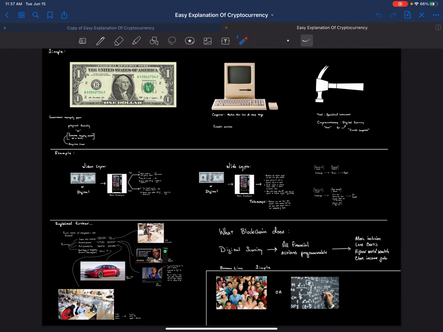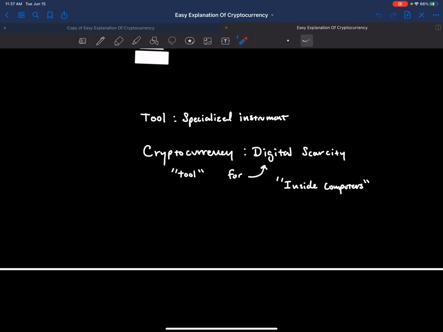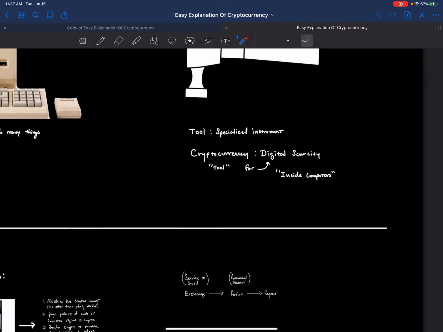Okay, so far in our conversation about what cryptocurrency does for us, we highlighted what a dollar is, what a computer is, and now we're going to talk about a tool. Okay, and a tool is just a specialized instrument to accomplish something. It just accomplishes something simple, like a hammer, which has a heavy piece of metal for hitting nails. You can't use your hand for that. You can't use your phone for that. You use a hammer. It's a tool.